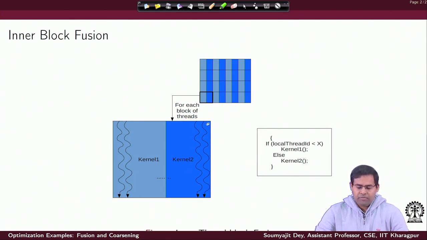Just to note the difference, earlier the same thread was doing the job of both kernels. So, we were doing a thread level fusion, inner thread fusion, but here we are doing a block level fusion. So, we are adding more threads into the fused blocks, computing the local thread ID of the thread in the block, that is the relative position of the thread inside the block. Using this relative position or local thread ID, we are computing whether this thread is supposed to do the activity of kernel 1 or kernel 2, and accordingly we are making it execute the code for kernel 1 or the code for kernel 2, right.